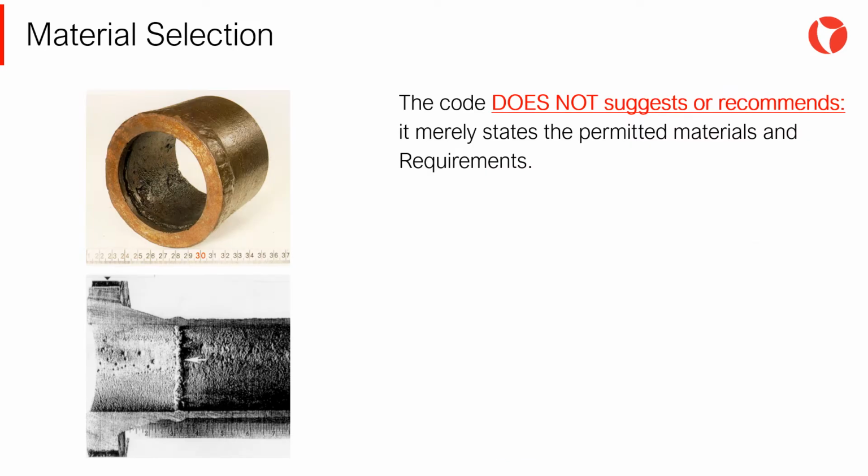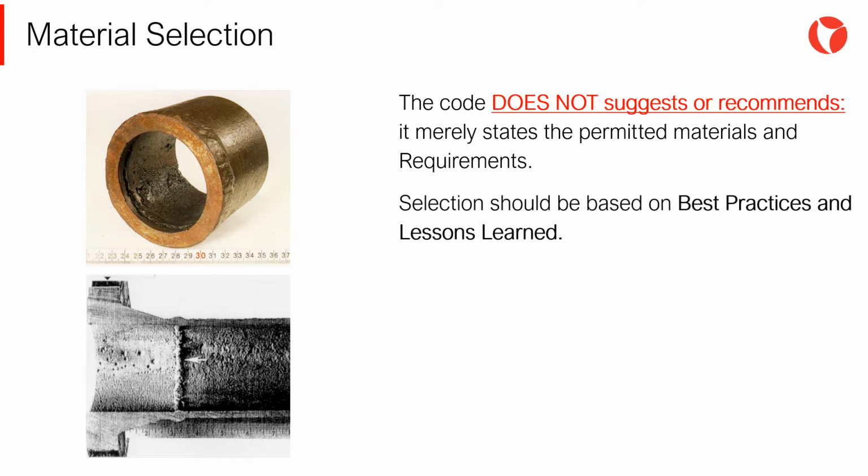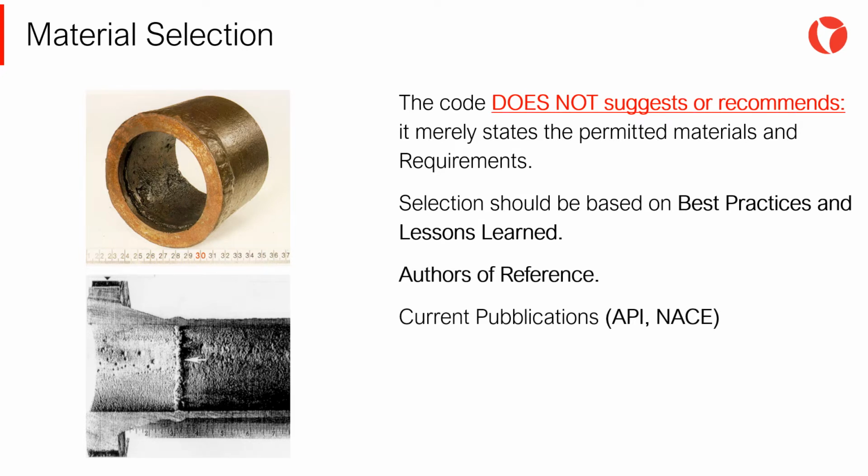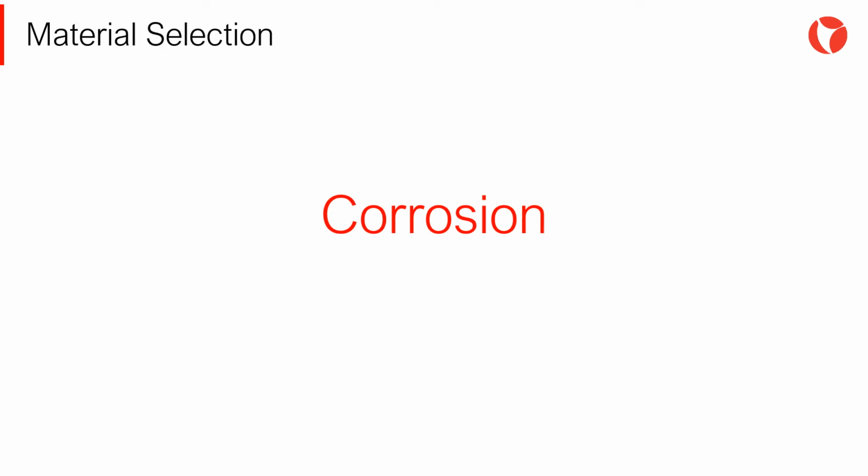To select a material for an application, the following should be consulted: best practices and lessons learned, authors of reference, current publications like API or NACE, client specifications, and metallurgy specialists. The lifetime of equipment in different industries is often reduced as a result of corrosion, reason for which special attention has been given to this study. Achieving significant results with respect to detection and control of corrosion is key.